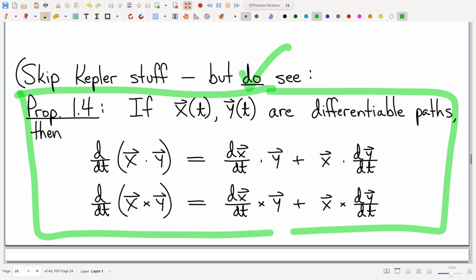You can just write x and y in terms of coordinates. Write x as x1, x2, x3. Right? And then you can just literally multiply out this dot product. Literally take the time derivative using single variable calculus rules, and this is what pops out. So, not hard to prove. Make sure that you know these facts, though.